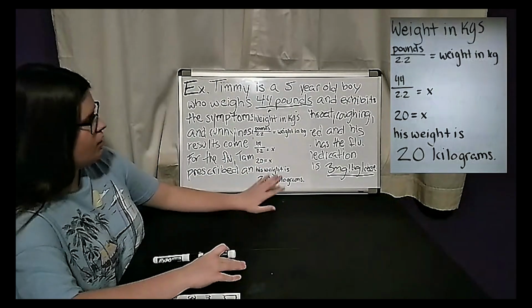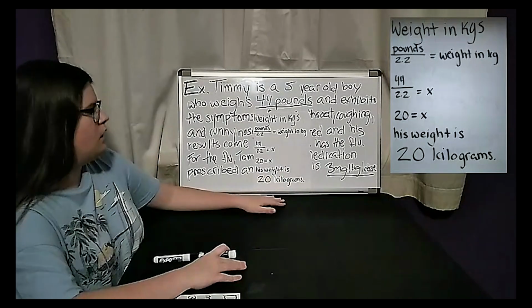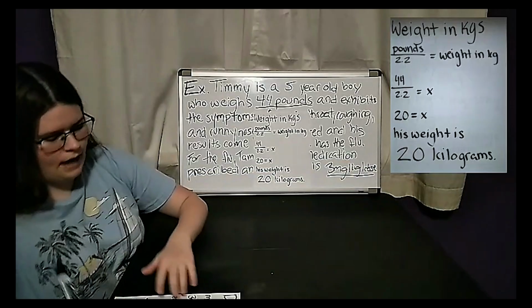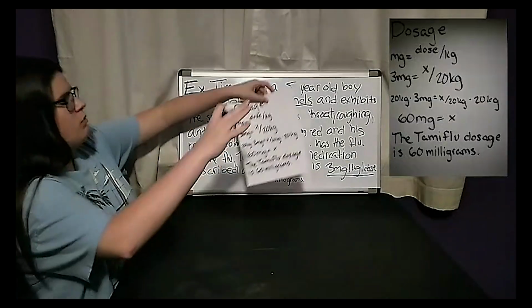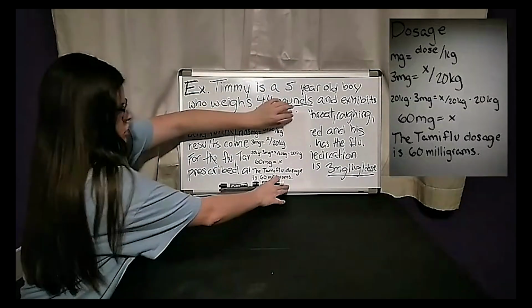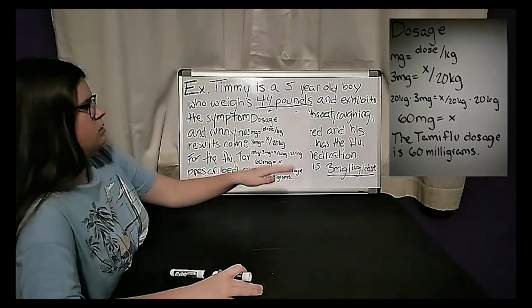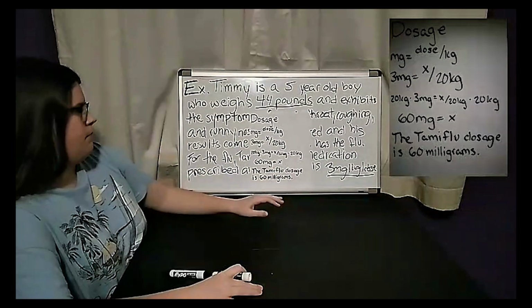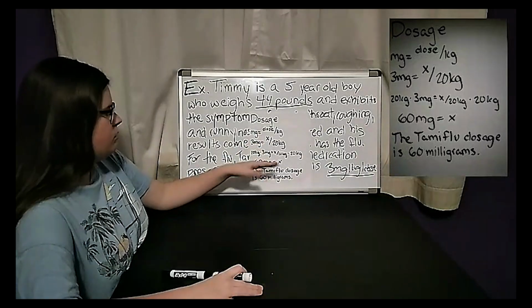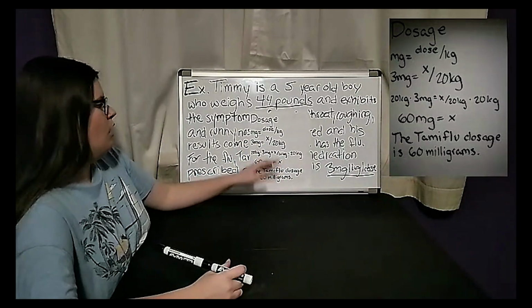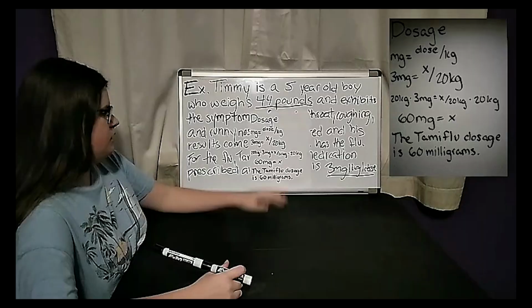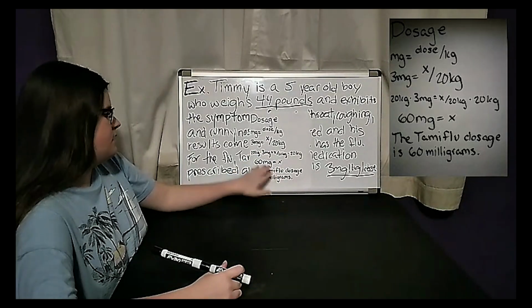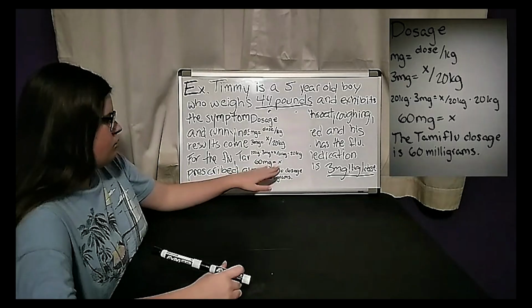So now that we have Timmy's weight, we now need to plug it in to this equation here. Now, for a general equation of dosages for medicines, it's milligrams equals dose over kilograms. But since we're using this equation, it's going to look a little different. So it's going to be 3 milligrams equals x, because we don't know the dose, over 20 kilograms. So we multiply both sides by 20 kilograms, which is going to give us 60 milligrams equals x.